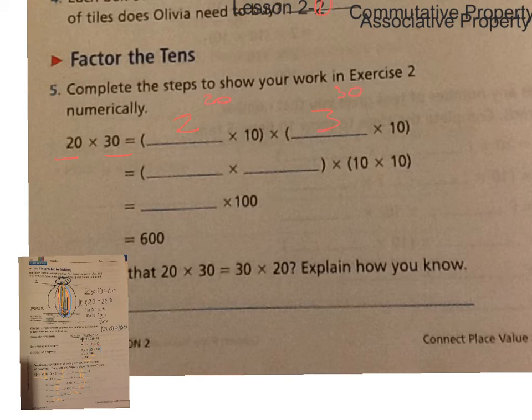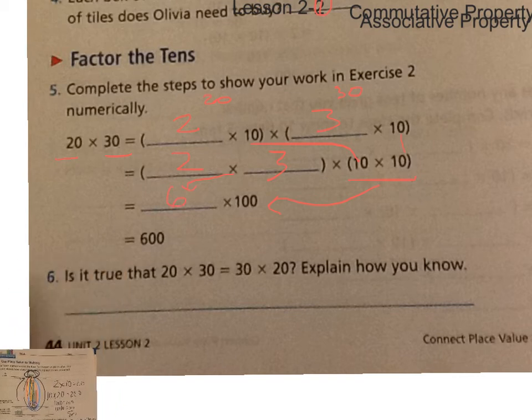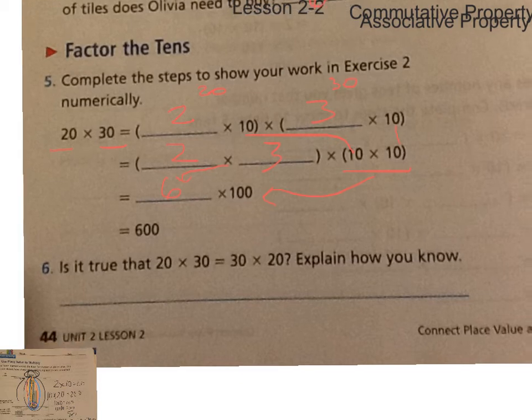Okay, and then if you continue down, if you have the two tens off to the side, I pulled them both out here, I have 2 times 3. Okay, now I've multiplied my 10 times 10 to get 100, so I need to multiply my 2 times 3 to get 6, and then that gives me 6 times 100, which is 600.